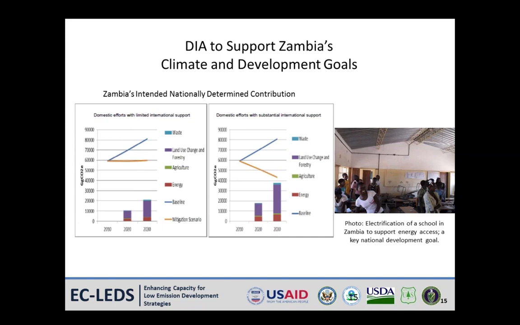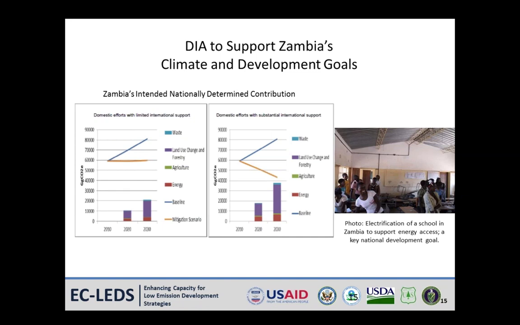And we have used the DIA 2 process to also design nationally appropriate mitigation actions, 4 of them, and we just completed a 5th one. Then we have also used the tool. We are currently using DIA 2 to develop the monitoring and evaluation framework for rural electrification projects here in Zambia.